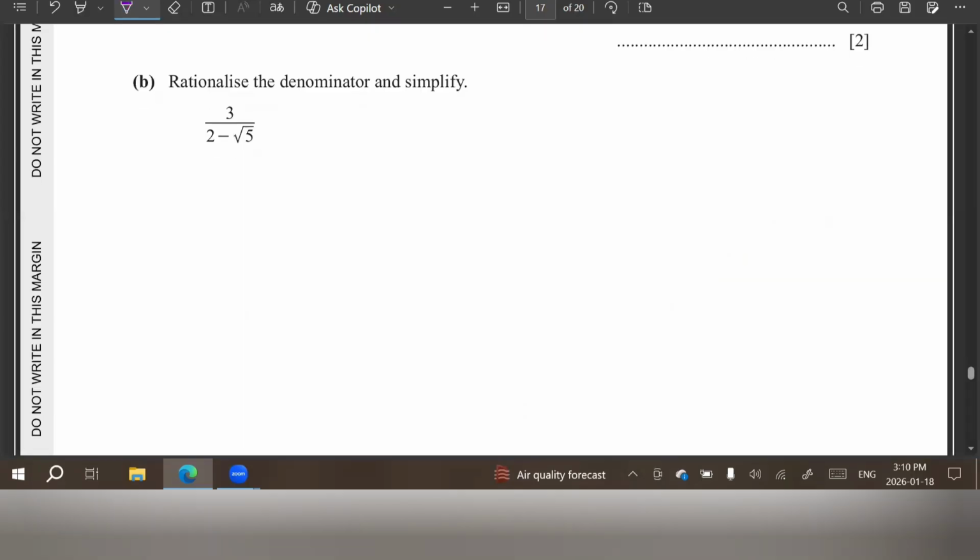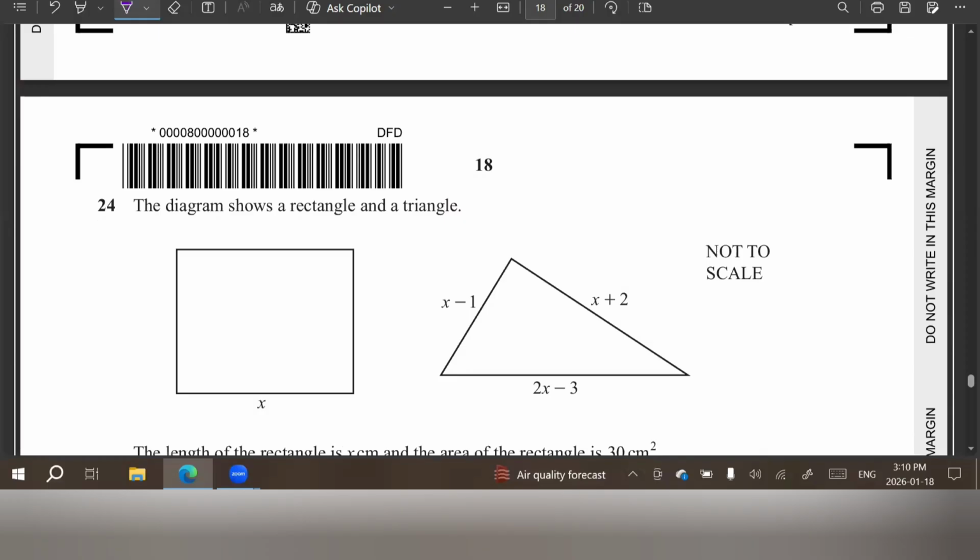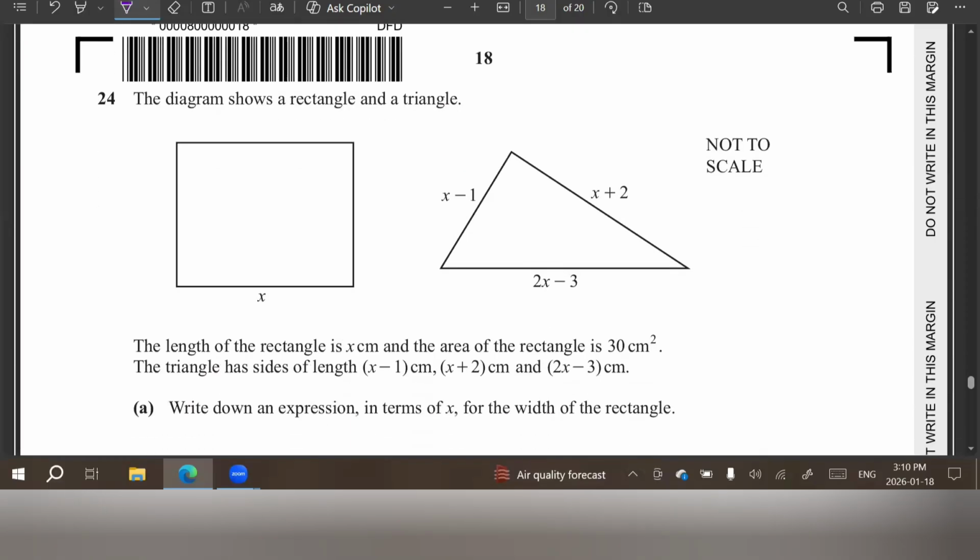Here we have question number 24 coming up on your screen. It says the diagram shows a rectangle and a triangle. The length of the rectangle is x centimeters and the area of the rectangle is 30 centimeters squared. The triangle has sides of length x minus 1, x plus 2, and 3x minus 2x minus 3. Write down an expression in terms of x for the width of the rectangle.